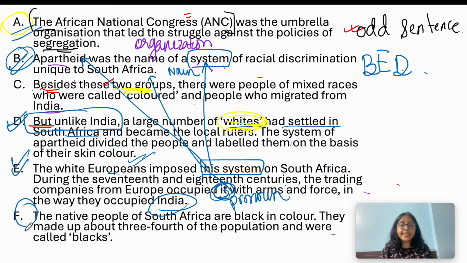Okay. So sentence F talks about the group which is black. The native people of South Africa are black in color. They made up about 3/4 of the population and were called blacks. So here, black has been talked about. Look, in sentence D, if you see, only white has been talked about here. And sentence C is saying that there are two groups.